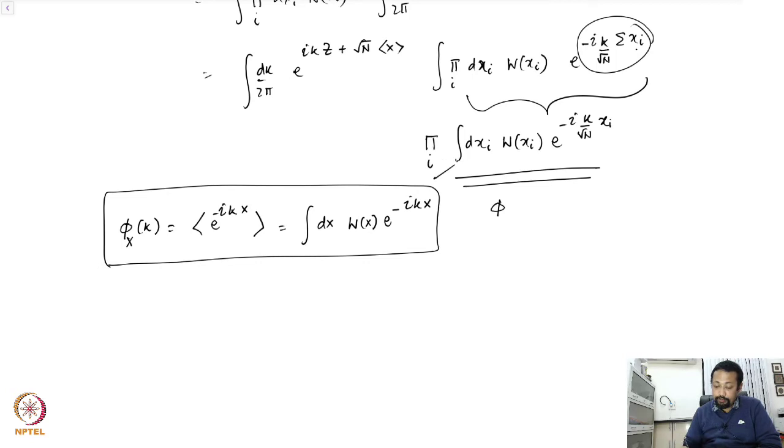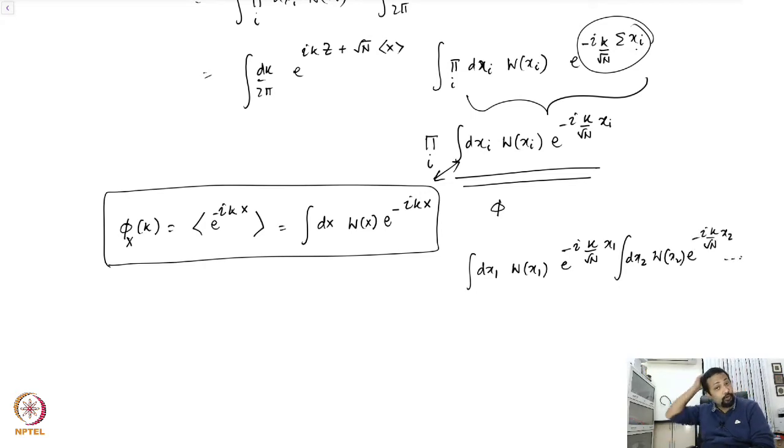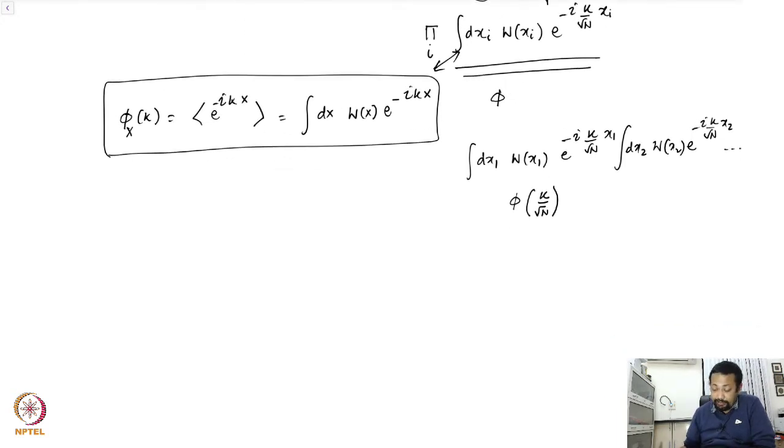If I do the mapping, and you look at it carefully, this product of integrals is the integral w(x1) e to the power ik over square root n x1, times the integral dx2 w(x2) e to the power minus ik over square root n x2, and so on, all the way up to xn. But the forms of w are the same. That's one of the advantages that we have in our discussion. So I can clearly write this as phi of k over square root n, and therefore the product of these integrals becomes this raised to the power n.